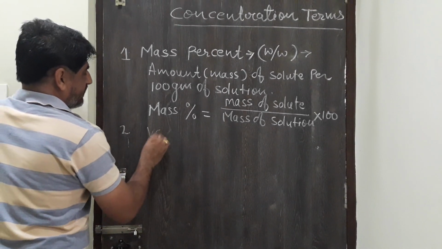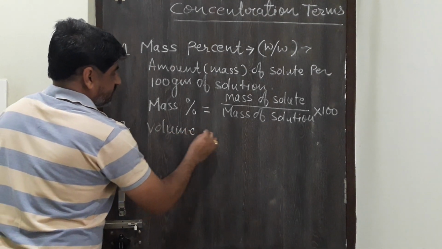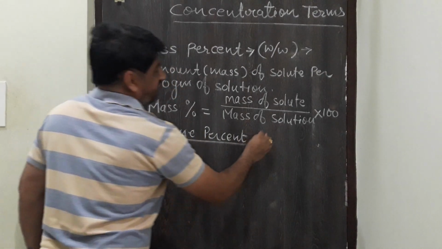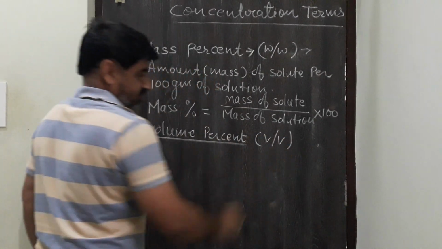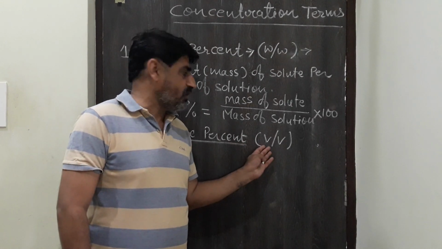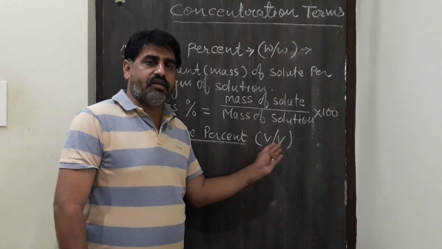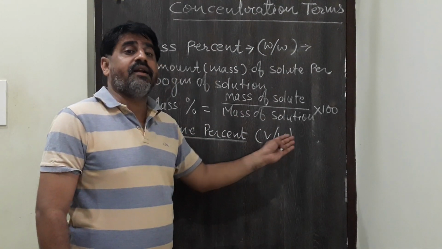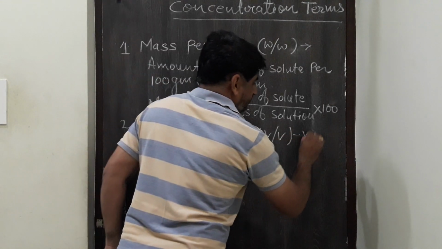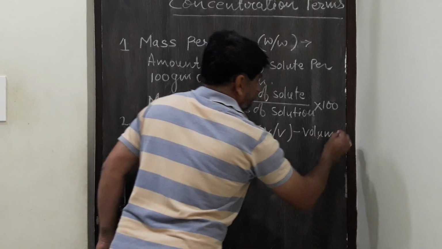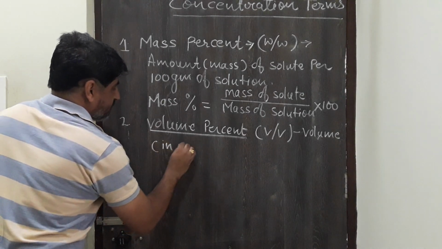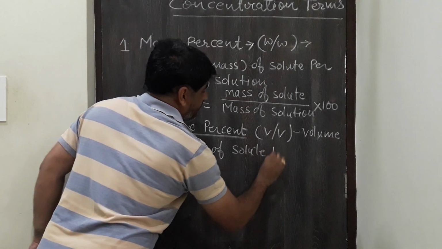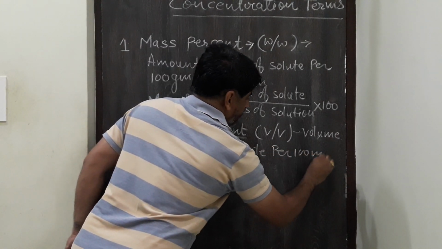is the volume percent. Volume percent means volume by volume. Solute is also expressed in terms of volume and solution is also expressed in terms of volume. So it is the volume of solute per 100 ml of solution. What? Volume of solute in ml of solute per 100 ml of solution.